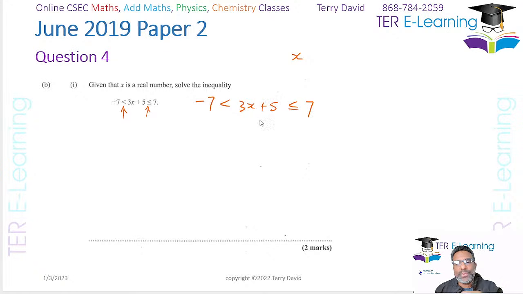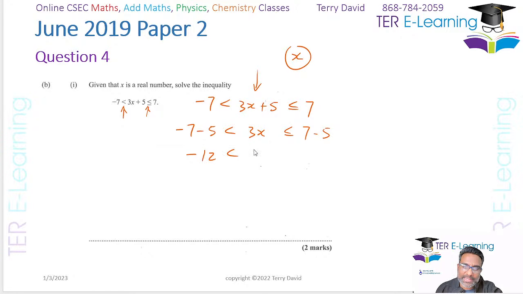Now, what you would do step by step, you will remove everything from the middle in order for you to end up with x. So the first thing I'm going to do, I'm going to remove the 5, right? So this is going to be minus 7 minus 5 less than 3x less than or equal to 7 minus 5. So you're removing 5 from every part of the inequality here. Minus 7 minus 5 is going to give you minus 12. Put back the sign here. This is 3x. 7 minus 5 is 2, right?